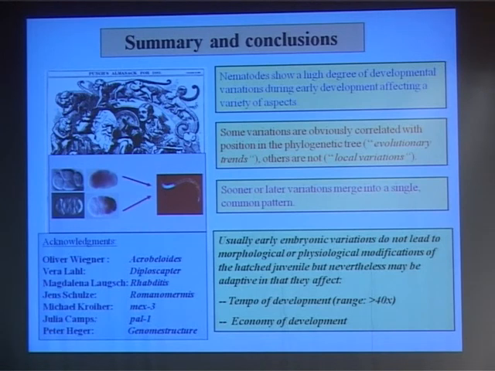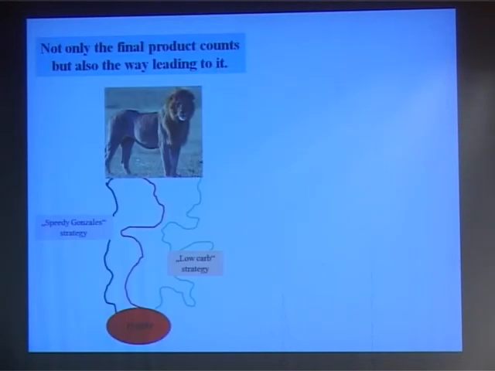Okay, just to give you an idea what it could mean that you get the same result, but there may be different ways leading to that. I just call it here the Speedy Gonzales strategy. That means you want to perform embryogenesis very fast, but it may be energy consuming. This is the low carb strategy, which may take longer, but you may save energy this way. Just kind of an idea and a picture of that.